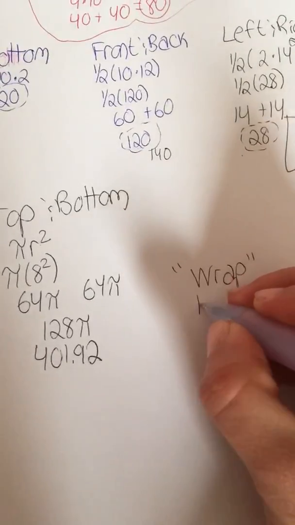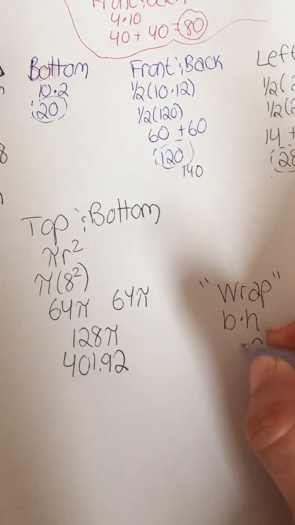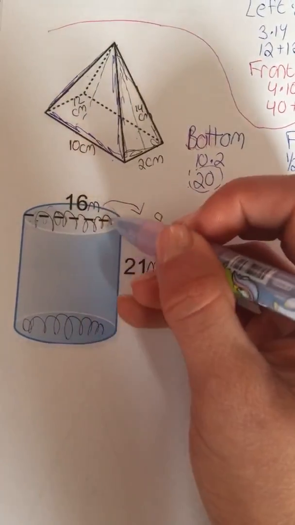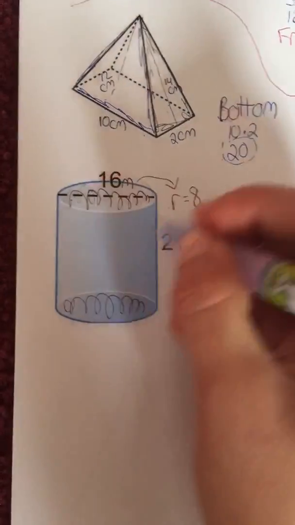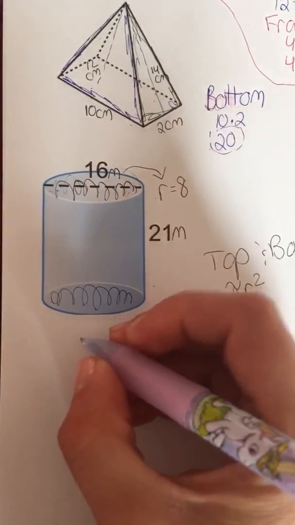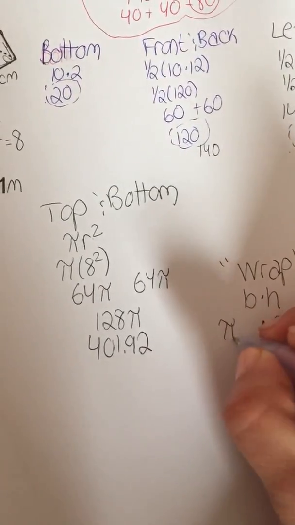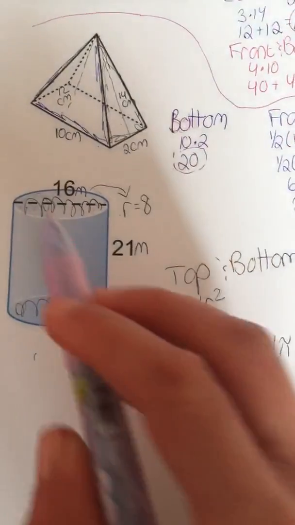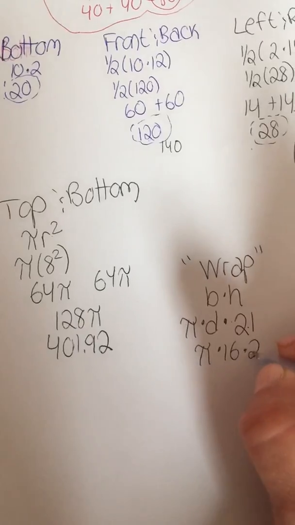Which is a rectangle, so it will be the base times the height. The height we could see automatically it would be 21 meters, and then the base of the rectangle is going to be whatever this distance is around the circle. Distance around the circle is called the circumference, and that distance can be found by doing pi times the diameter. So we're going to have pi times diameter and then times 21. The diameter in this picture is the distance across, 16. So we're going to have pi times 16 times 21.